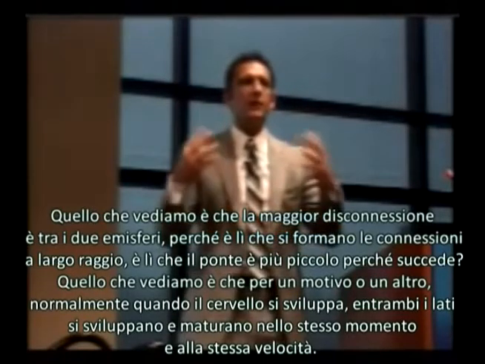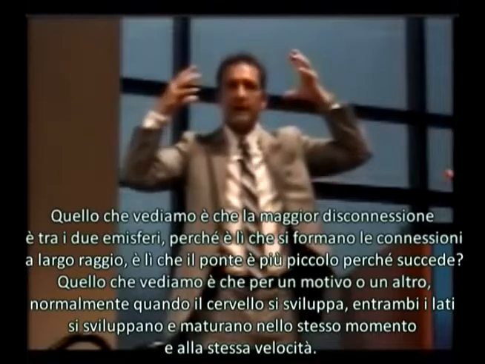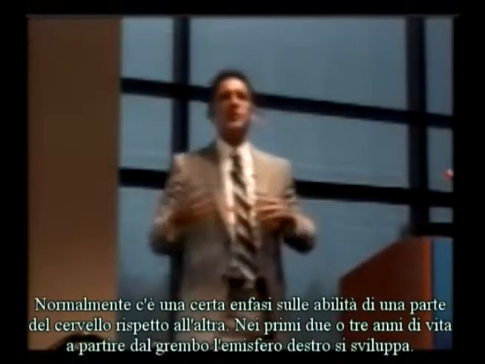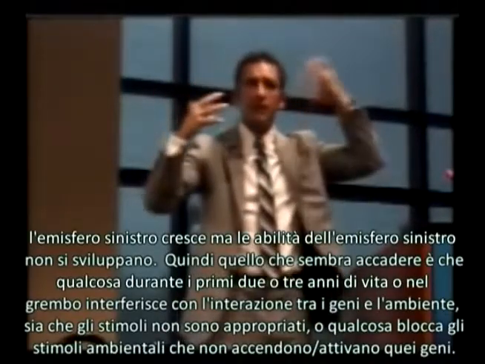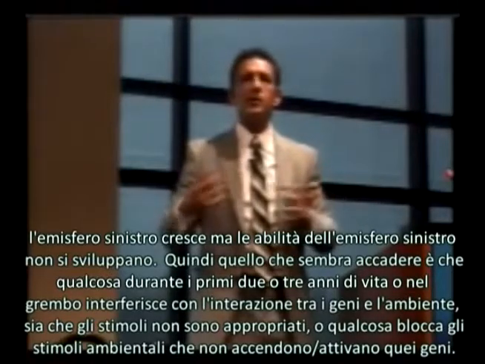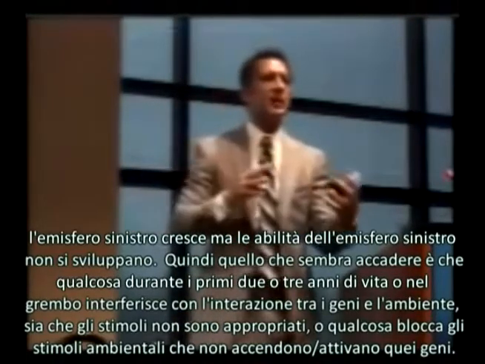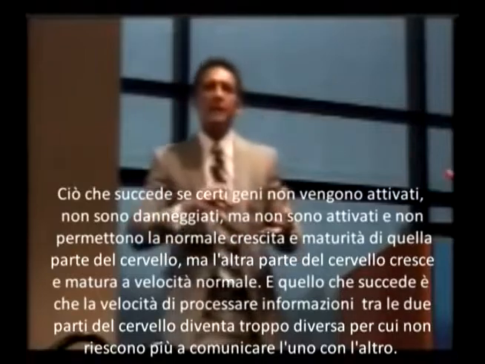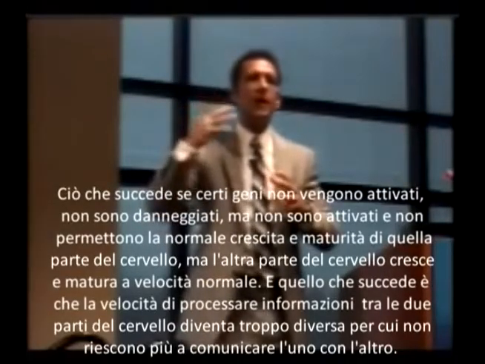Well, what we see is that for one reason or another, normally when the brain is developing, both sides of the brain are maturing and growing at the same time, or at the same rate. And normally there's an emphasis of the skills of one side of the brain or the other. In the first 2 to 3 years in the womb and the first 2 to 3 years of life, the right hemisphere is developing and the left hemisphere is growing, but those skills aren't really developing on that side. So what appears to be happening is that something during the first 2 to 3 years of life and in the womb is interfering with the interaction of genes with the environment, whether the stimulation is not there appropriately or something is blocking that environmental stimulation from turning on these genes. The genes are not damaged, but they're not turning on to cause normal growth and maturity of that side of the brain.